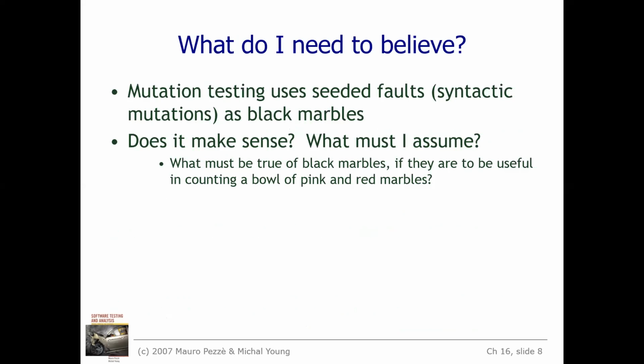Okay, so the next thing is, what do I need to believe? Mutation testing uses seeded faults. That's it. Whatever faults I know, whatever things I know, I'm just introducing them. I'm just introducing the black marbles. Black marbles are nothing but impossible cases, which we know. So that's what I'm giving, and I'm checking it. Does it make sense? Or what must I assume? That's what they are saying next.